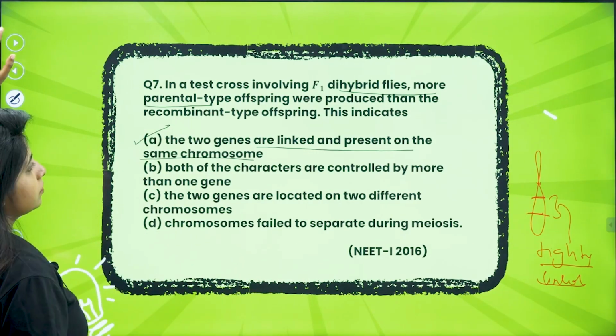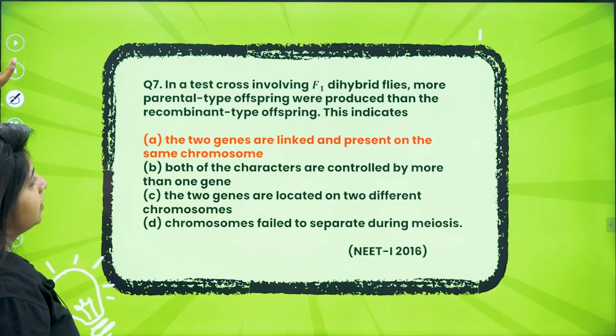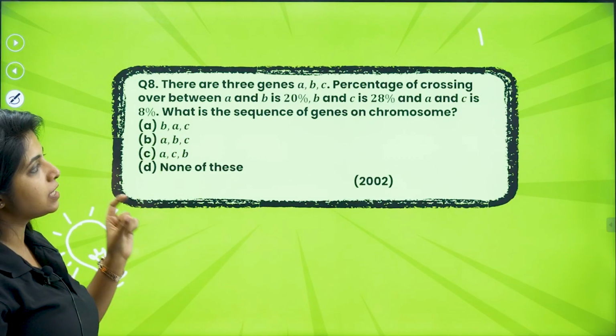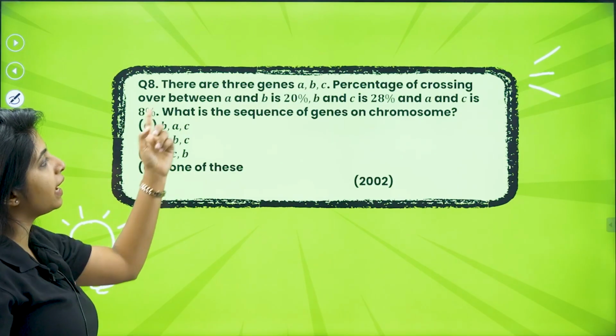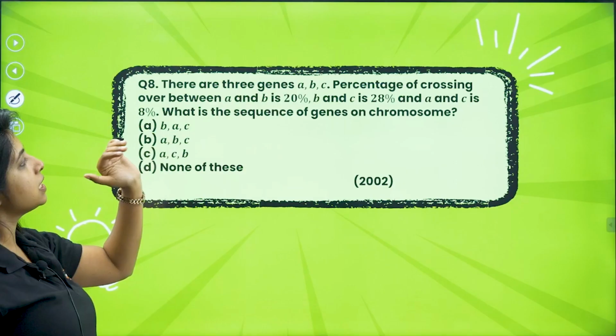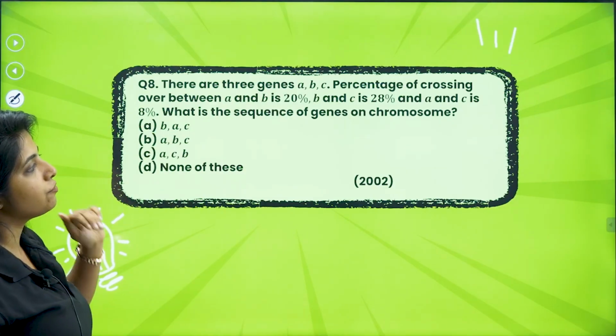So A. Cool. Now, there are 3 genes A, B and C. Percentage of crossing over between A and B is 20%, B and C is 28% and A and C is 8%. What is the sequence of genes on the chromosome?